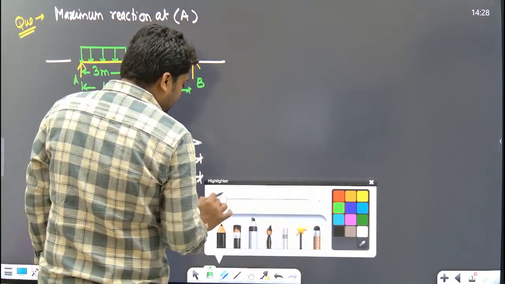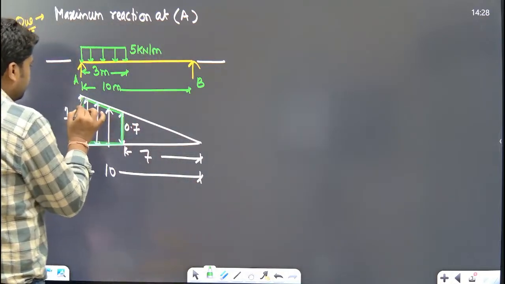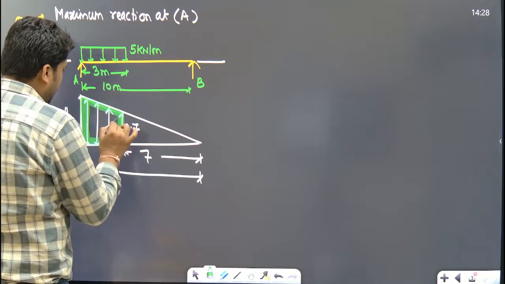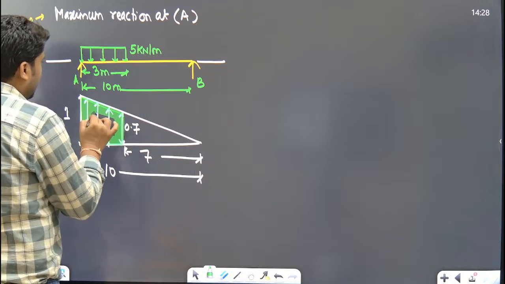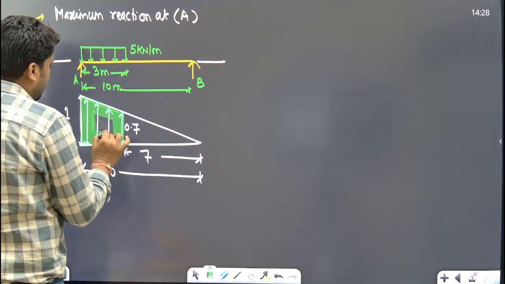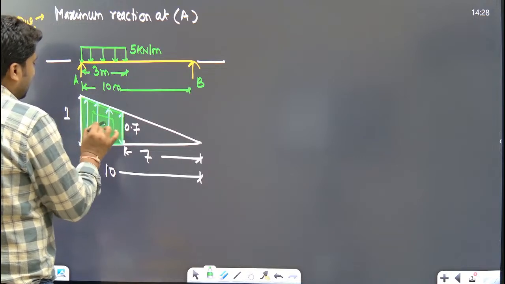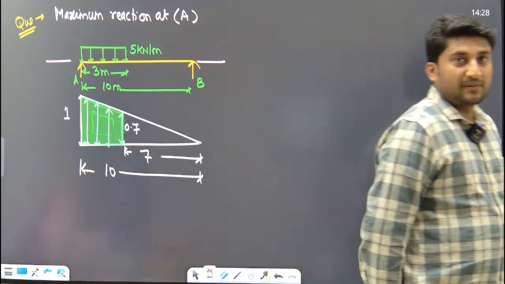So maximum reaction at A will be when the UDL is just above the reaction. Yes or no? We will get the answer for this.